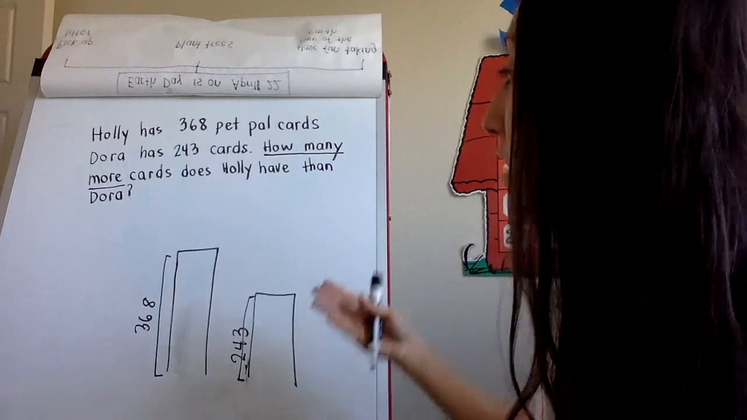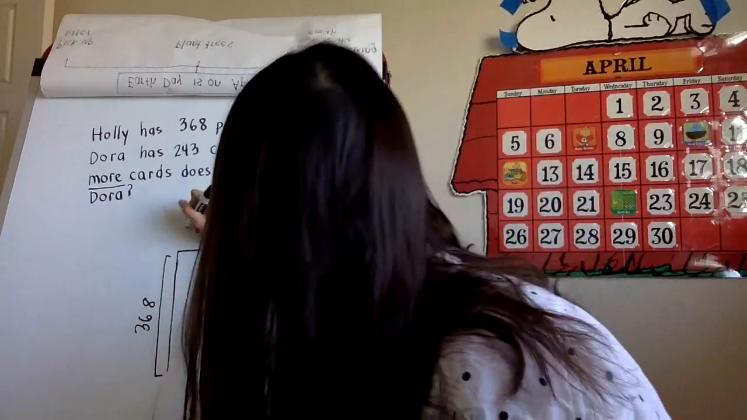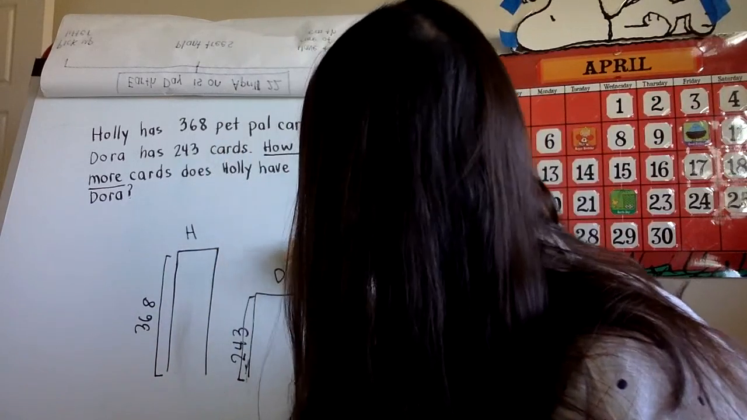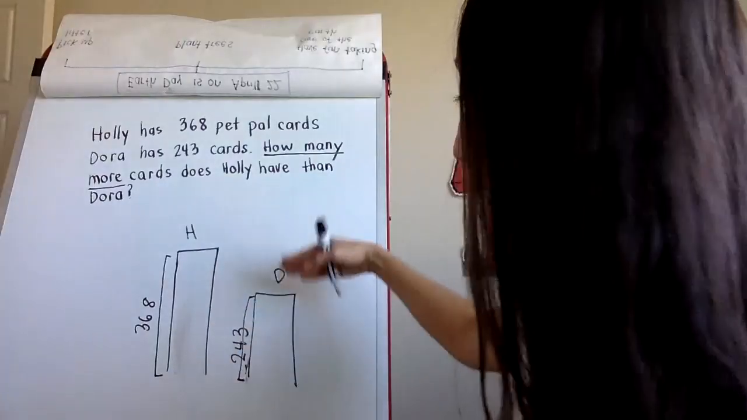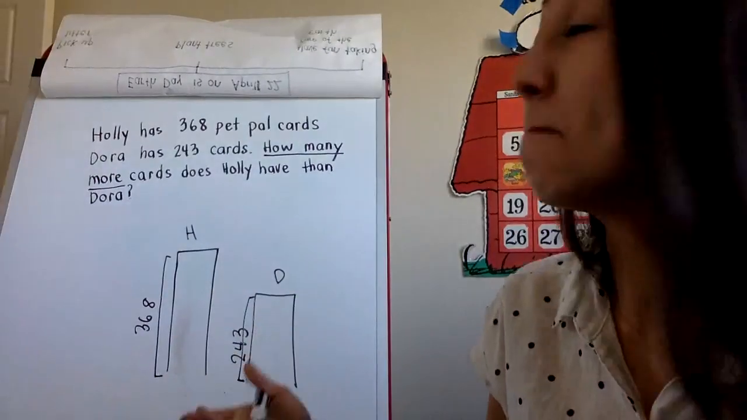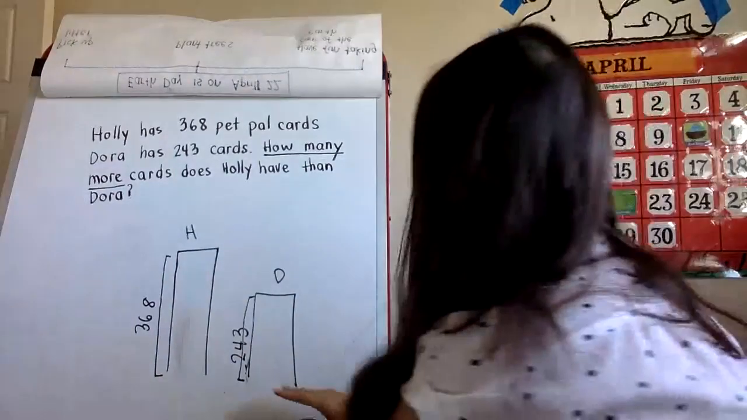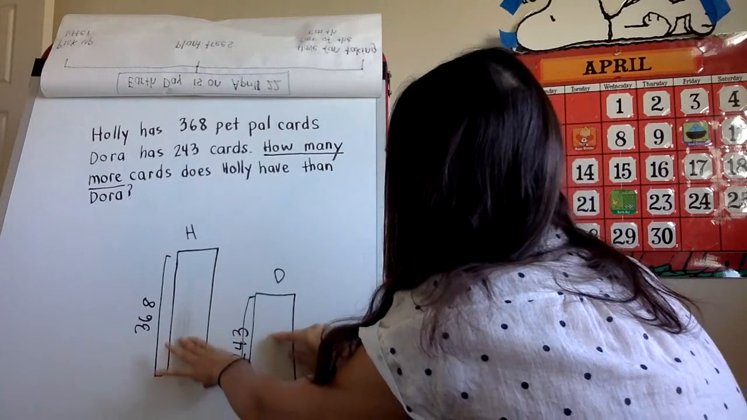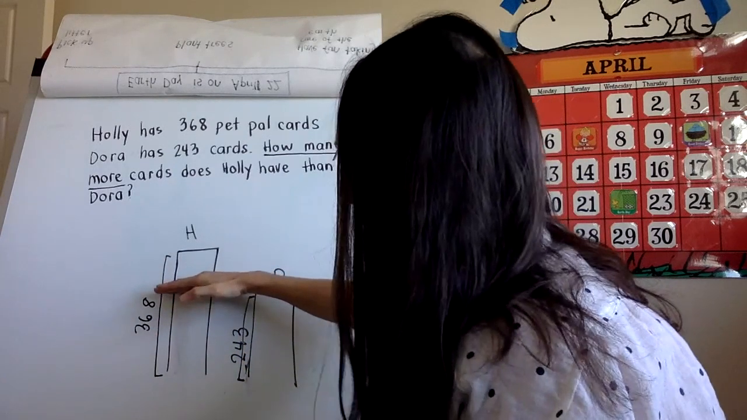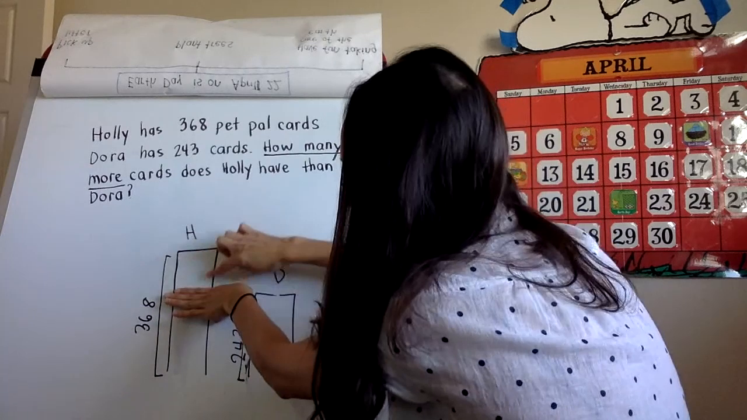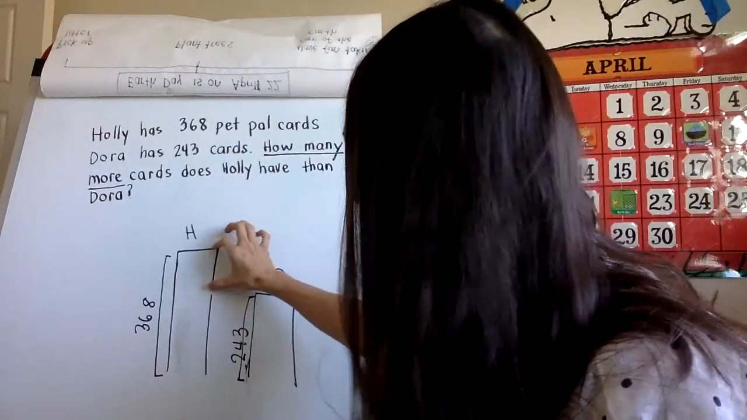Now, how many more does Holly have? We can obviously see that Holly, H for Holly, D for Dora, Holly has more, right? And Dora has less. But the question is asking how much more does Holly have? Remember, this sounds kind of funny, but it's important. Okay, same. Right here is where they're different. So now Holly has this much more. See how much bigger her bar is? Now we have to find out how much that is.